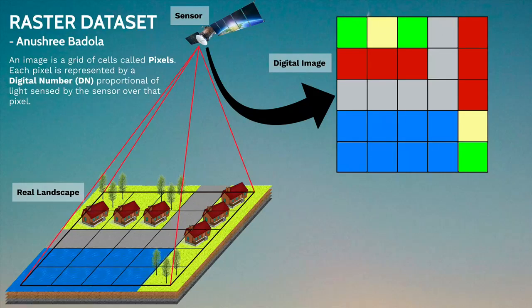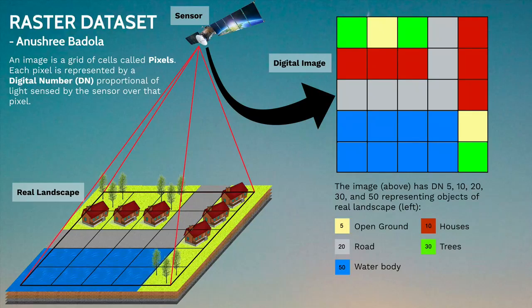In an image, we see these DN numbers portrayed as colors as shown here. We can see here that the number 5 is the representation of open ground in the image, 10 represents houses, 20 represents road, 30 represents trees, and 50 represents water body.